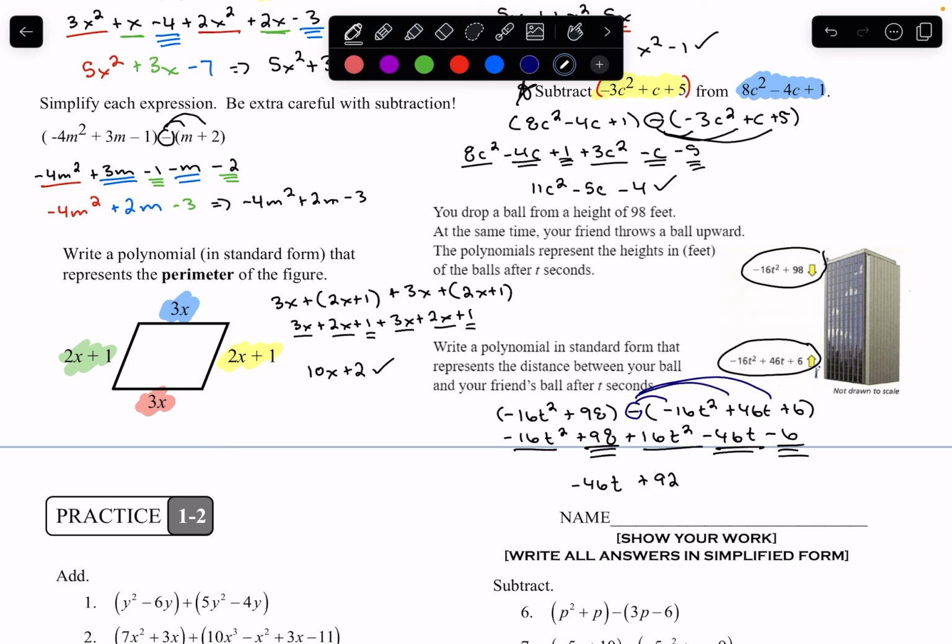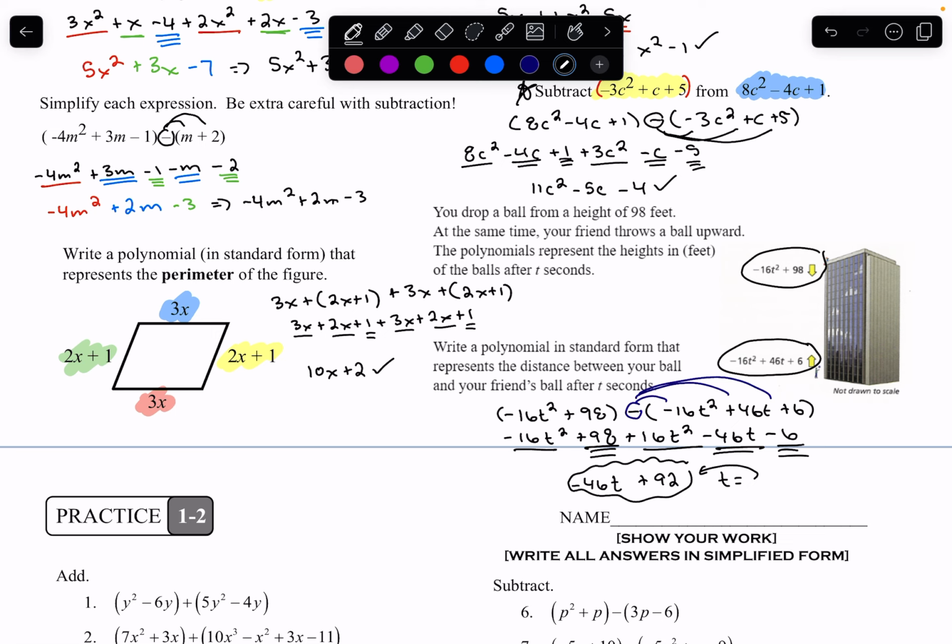And right here's where you panic because you don't have a number. You don't have a number right now. All you have is an expression. Well, you can't find a number because you don't know what time we care about. We don't know if we're talking about 5 seconds, 10 seconds. But what we do know is whatever time I pick, I could plug that time into this expression and I would know how far apart these two balls are.